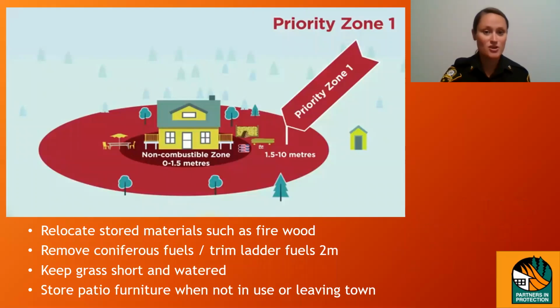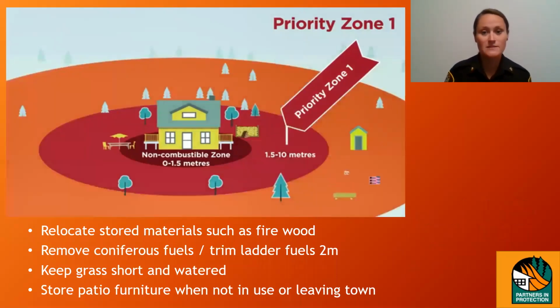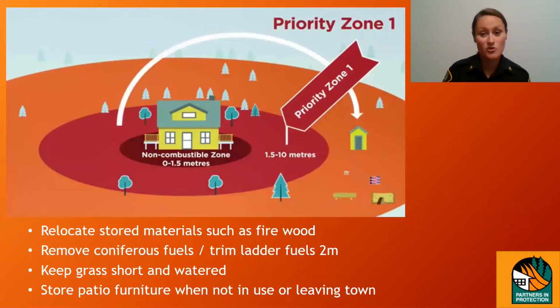So now that our main structure is FireSmart, we will look at priority zone 1, which is that from the 1.5 meter mark outwards to the 10 meters. So 10 meters from the house, which is approximately 30 feet. For most residential lots, this will be the vast majority of your yard.